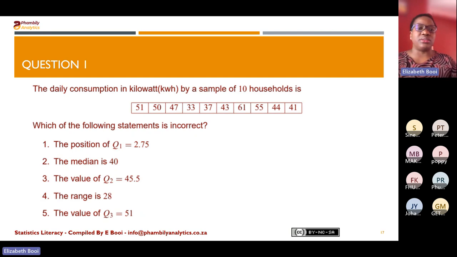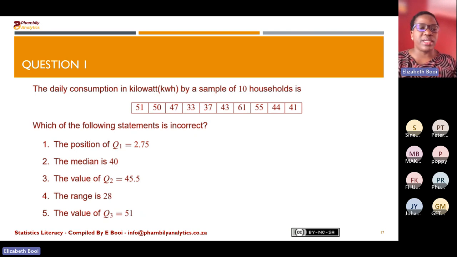So the first question, I am going to do the first one with you, probably the second one as well, but you will have to do the rest of the activities by yourself. The daily consumption in kilowatts per hour by a sample of 10 households is 51, 50, 47, 33, 37, 43, 61, 55, 44, 41. Those are the daily consumption of those 10 households that they surveyed. Which one of the following statements is incorrect? Remember, it's a multiple choice question. It means we need to evaluate each and every statement, statement 1 up until statement number 5.